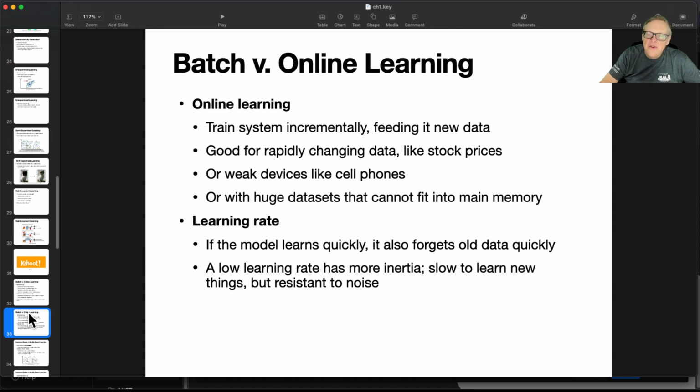Online learning is where you just keep adding new data continuously. So you feed in stock prices every day or something. You have a learning rate, and this is what I was mentioning before. The new learning will erase the old learning, so that's a problem. If you have a low learning rate, then it will remember the old stuff better, but it'll be slower to learn new things. If it learns quickly, it forgets the old data quickly.